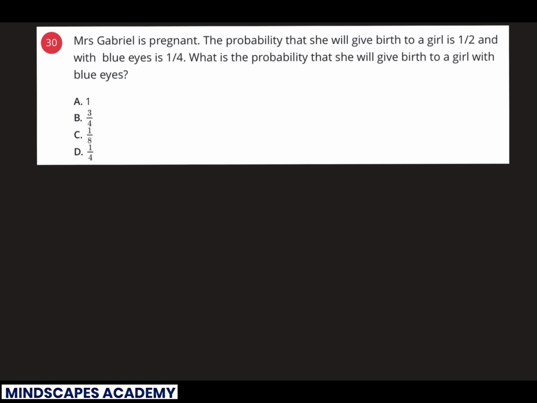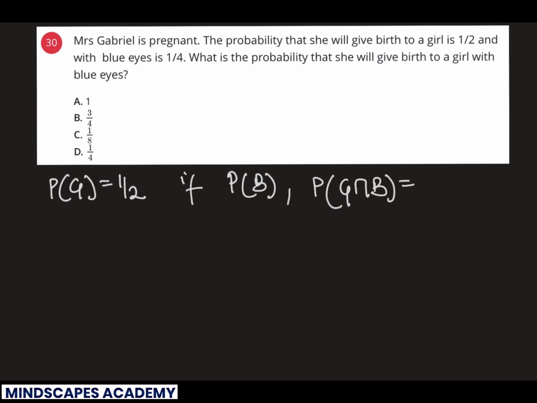Hello, this is a probability problem. So we are given the probability of a pregnant woman giving birth to a girl. Let us represent that with the probability of giving birth to a girl, and with blue eyes. So if the probability of giving birth to a child with blue eyes is this, so the probability of giving birth to a girl and blue eyes is 1/4.